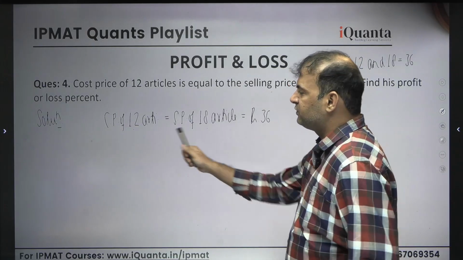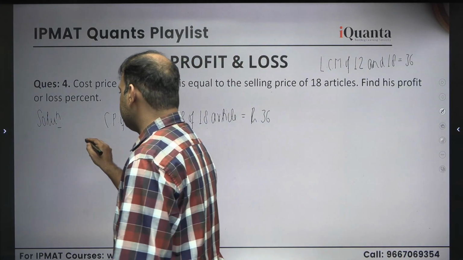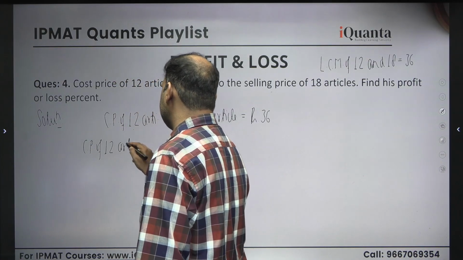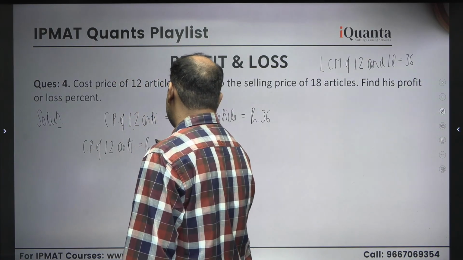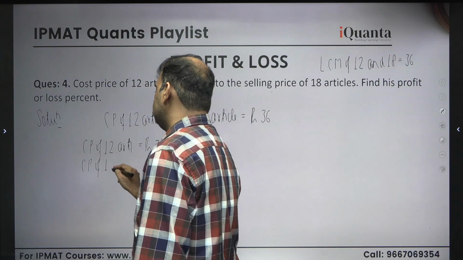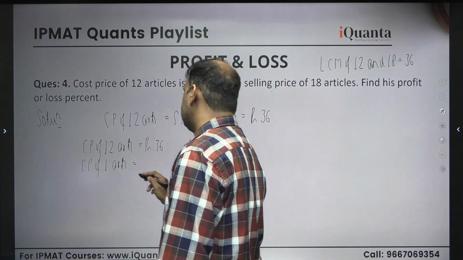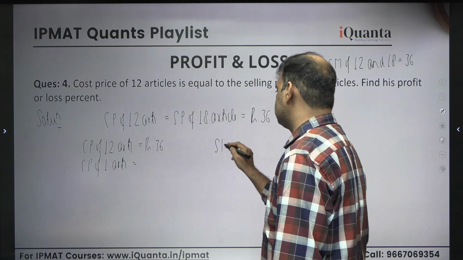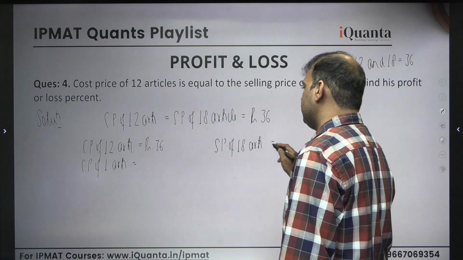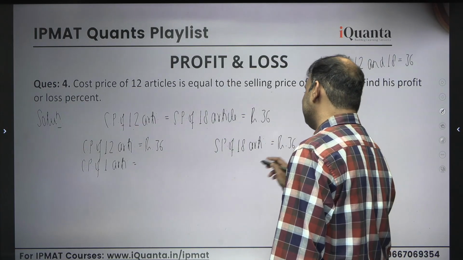Now the cost price of 12 is 36, all right guys? So we can find the cost price of one article, right? And similarly we have the selling price of 18 articles, and by which also we can find the selling price of one article. Okay, let me write this. Selling price of 18 articles is 36, by which we can find out the selling price of one article, right?